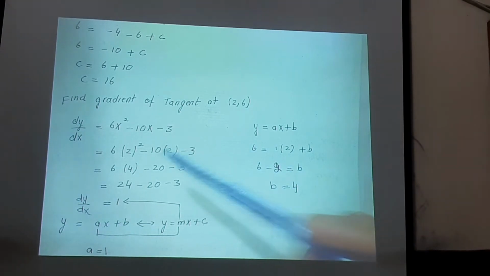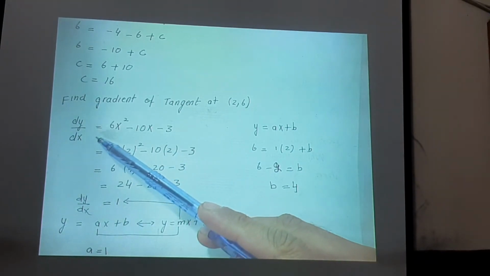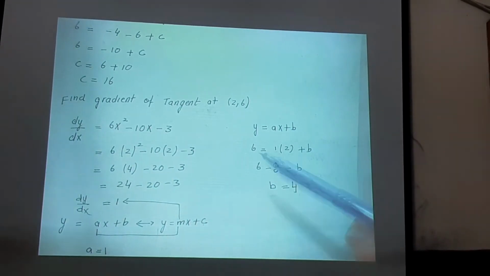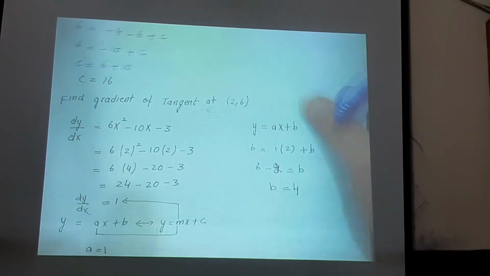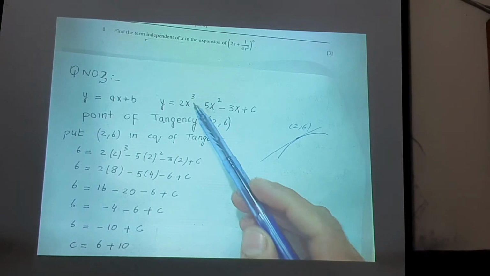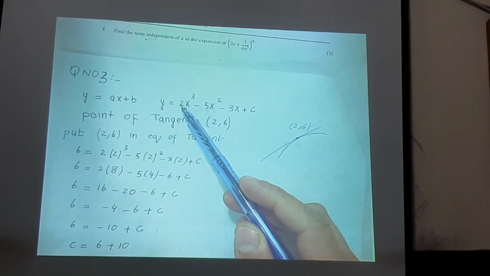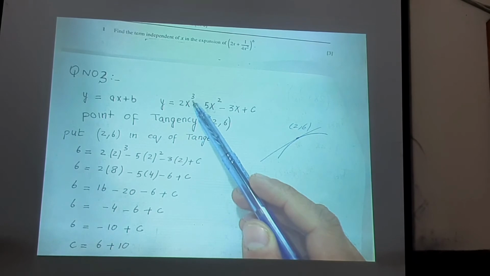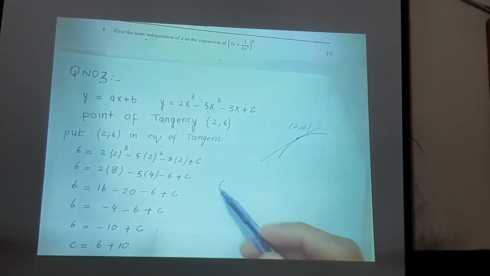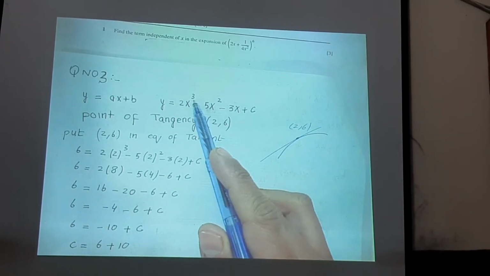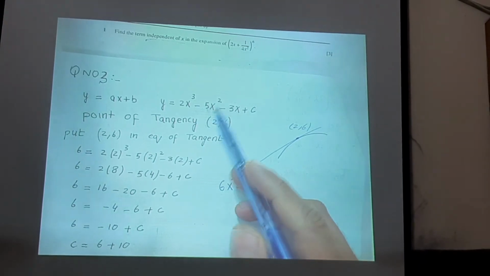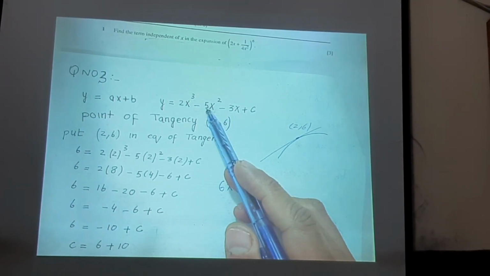If you differentiate the equation of the curve, meaning you find dy over dx, your answer will be 6x square minus 10x minus 3. How is that? If I differentiate this one, 3 into 2 is 6x, and you decrease the power by 1, so 3 into 2 is 6, and the power decreases by 1 and becomes 2. Then minus 5, shift the power. I am applying the power rule over here.